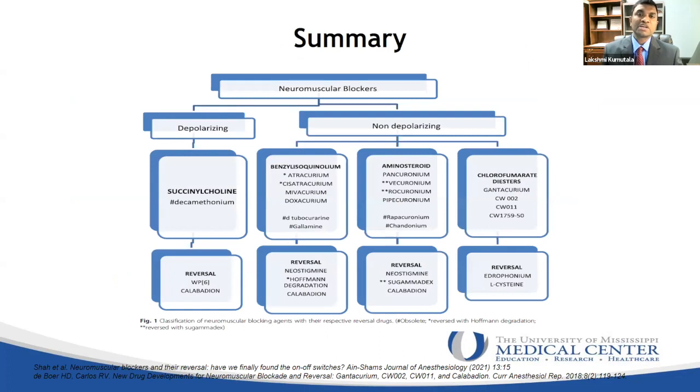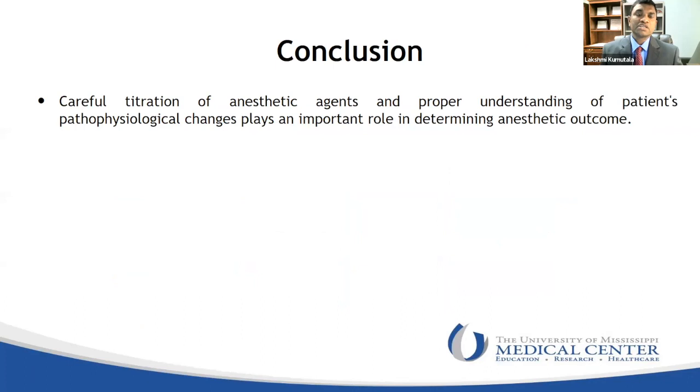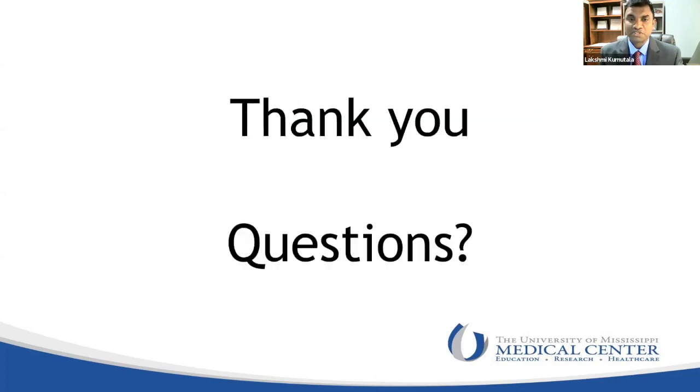This is the busy slide showing the summary of neuromuscular pharmacology. On the left side are the depolarizing agents, and on the right side the non-depolarizing agents, divided into benzylisoquinoline compounds, aminosteroids and the chlorofumarate diesters, with the proper reversal agents. My conclusion is that as perioperative physicians, we have to be the main judge for patient care. You need to understand the physiology, anatomy, and pharmacology, and with careful titration of anesthetic agents and proper understanding of the patient's pathophysiological changes, these play an important role in determining the anesthetic outcome. Thank you so much for the opportunity.